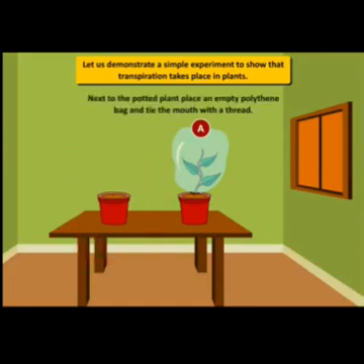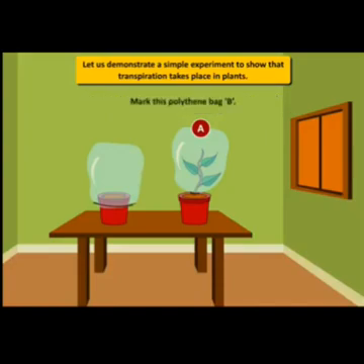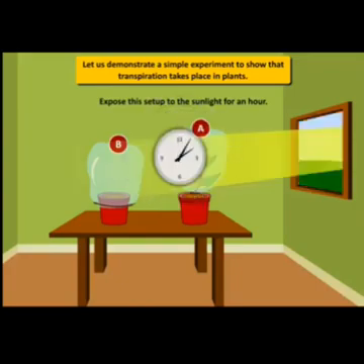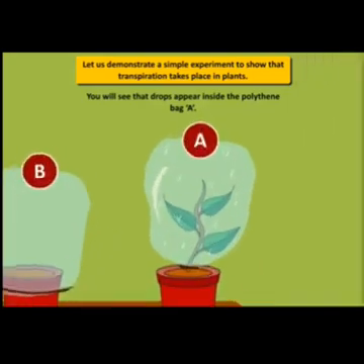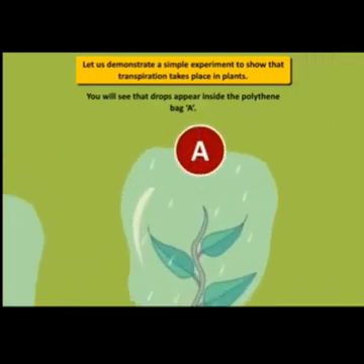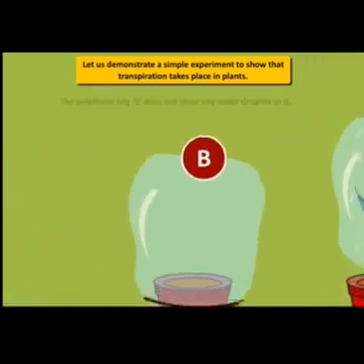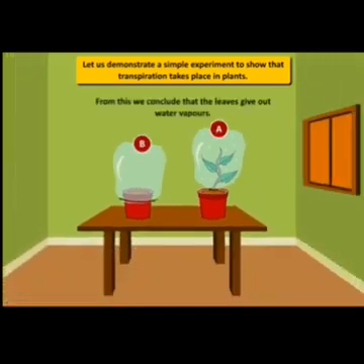Tie the mouth of another empty polythene bag and mark it as B. Keep both the setups in sun. After a few hours, observe the inner surface of the bags. We can see water droplets on the inner side of arrangement A, whereas there is no water vapor inside the polythene bag B. How does water vapor come on the inner side of polythene bag A?